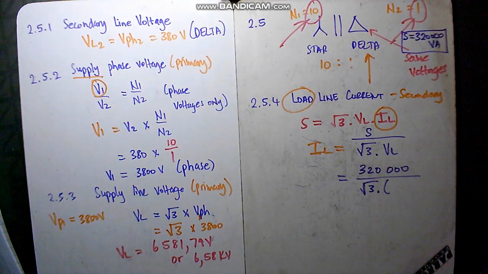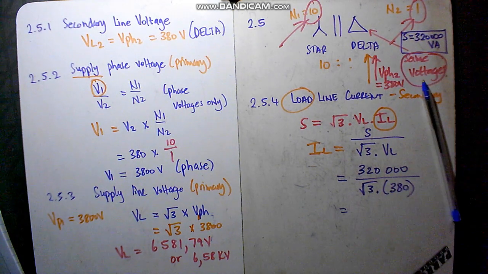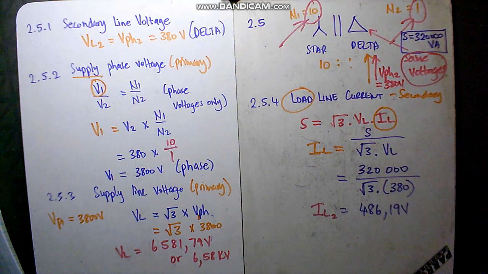Right, our power was 320,000 divided by √3. Because we have a delta on the secondary, the voltages are the same, so V phase 2 is 380, but V line 2 is also 380 because the voltages are the same for delta. And that's our secondary line currents, 486.19 volts.